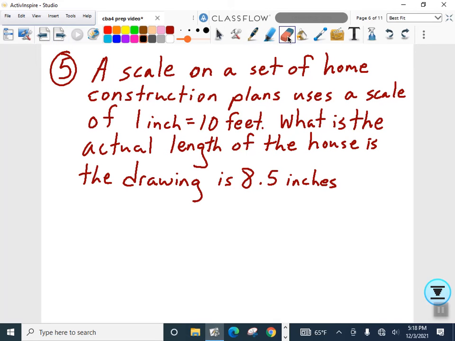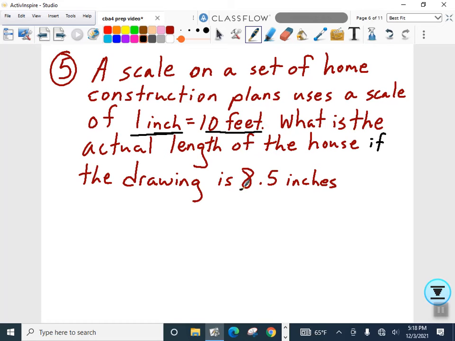If the drawing is 8.5 inches. Well, so 1 inch of the drawing equals 10 feet.